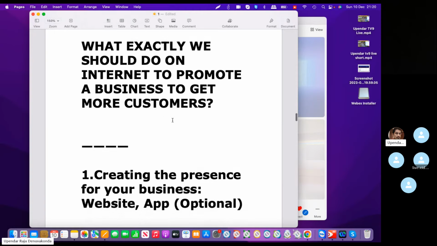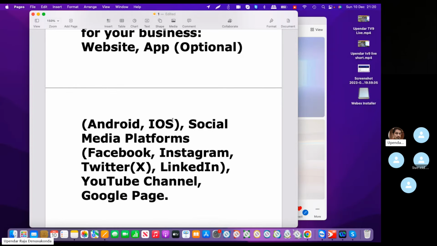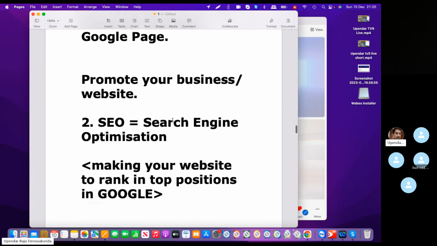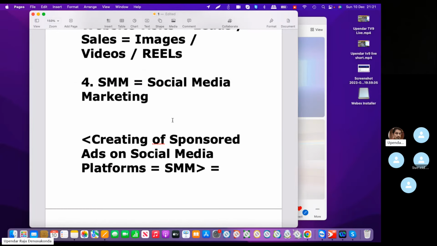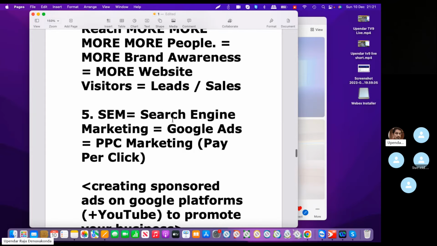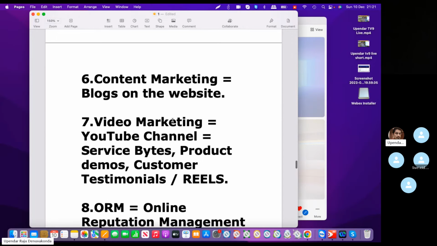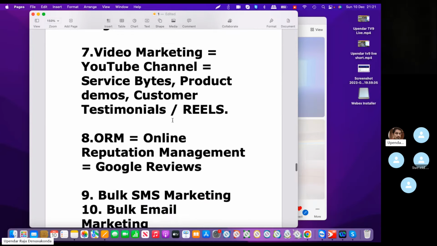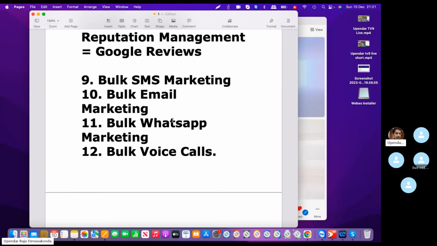The first one is that you're going to create the presence first, which is going to be the website, app, social media platforms, YouTube channel and Google page. And you're going to implement the SEO process, social media optimization, social media marketing, and search engine marketing. After all this, you're going to implement the small modules, which might have a great impact on your business promotions. One of them is content marketing, video marketing, and online reputation management.